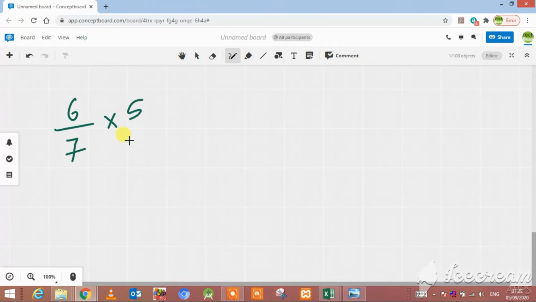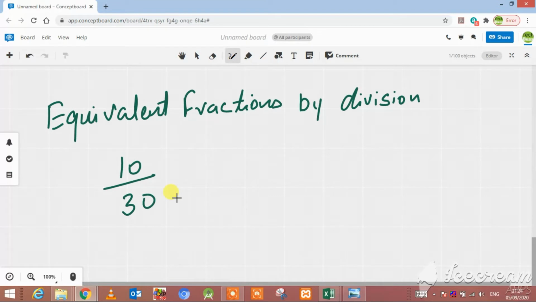So I will be multiplying this 5 with the numerator and denominator. So the answer will be 6 5s are 30 and 7 5s are 35. Yes, so 6 upon 7 and 30 upon 35 are equivalent fractions. It's easy now. Believe me, mathematics is very easy. It's a game.